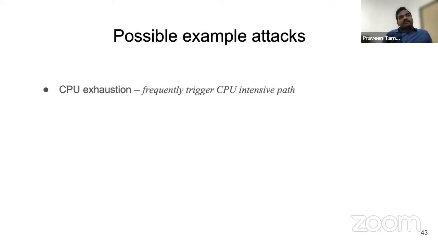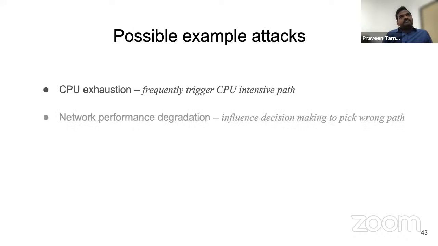One is triggering CPU-expensive paths in these fast control loop systems, especially those that invoke the control plane CPU for certain packets. If you trigger this path frequently, then that could cause loss on the switch CPU. Another way is to trick the system by generating fake data plane signals so that it could pick the wrong path. That could lead to performance degradation, be it throughput or latency.